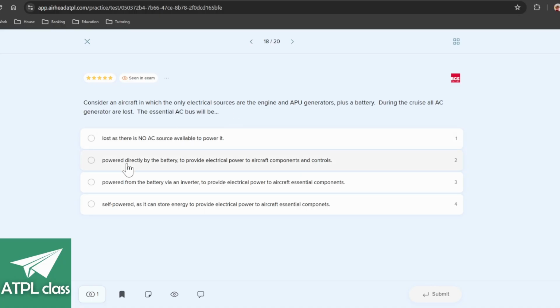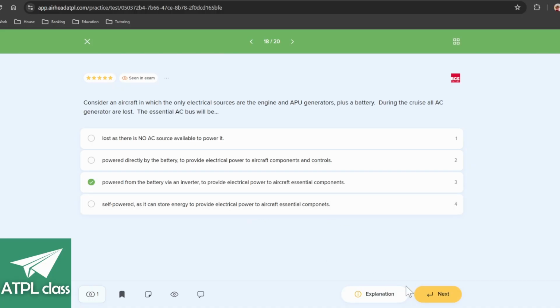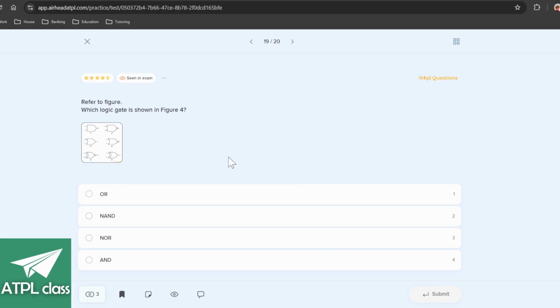No. Powered directly by the battery to provide electrical power to the aircraft. No, because it's DC versus AC. Powered from the battery via an inverter, yes. To provide electrical power to aircraft essential components, yes. Self-powered as it can store energy, no. So it's the third one. There you go, nice. Question 19, refer to the figure, which logic gate is shown in figure 4.